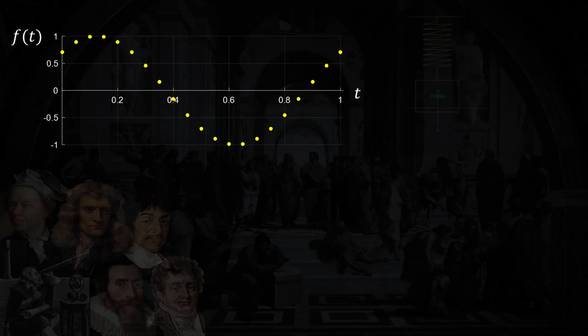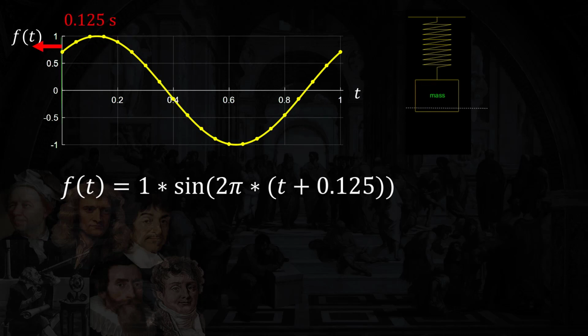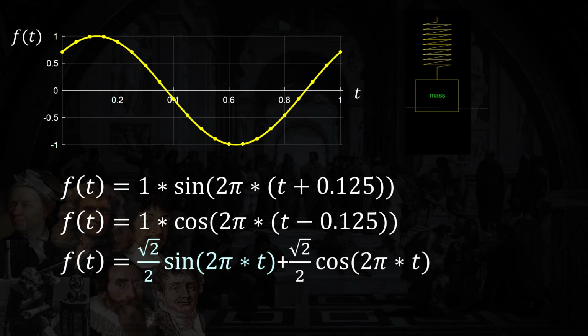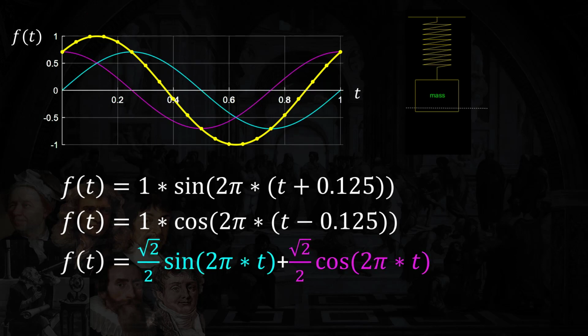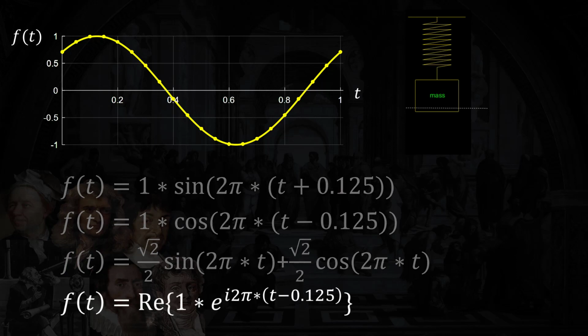One obvious option is the sine function, but it has to be shifted the correct amount to the left to capture the dots. Another option is the cosine function. This time it has to be shifted to the right. We can also mix sine and cosine functions with the right amplitudes. The last option, I think you know where I'm getting at, is using Euler's formula. But Euler's formula has complex numbers, so what we have to do is get the real part from it.